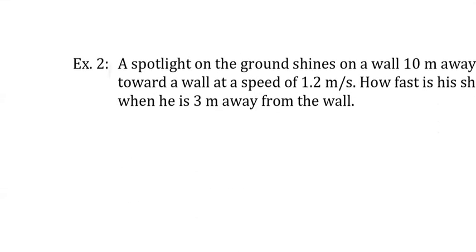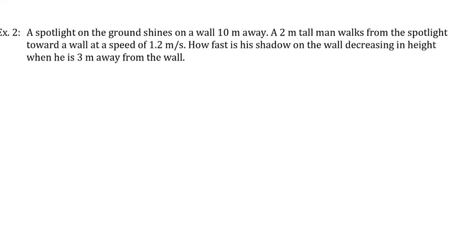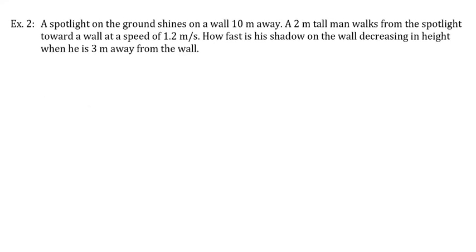Spotlight on the ground. So this one's quite different. Spotlight on the ground, shines on a wall 10 meters away. So the other one was a lamp post. The light was up at the top. This one, the lamp is on the bottom, or the spotlight is on the bottom. A 2-meter tall man walks from the spotlight towards a wall at a particular speed. So let's draw this.